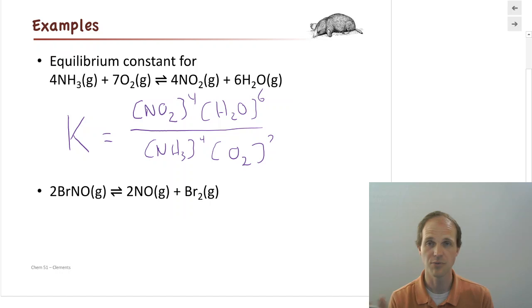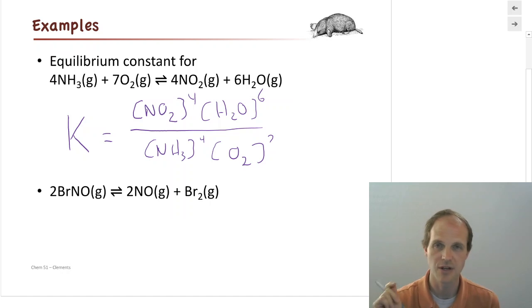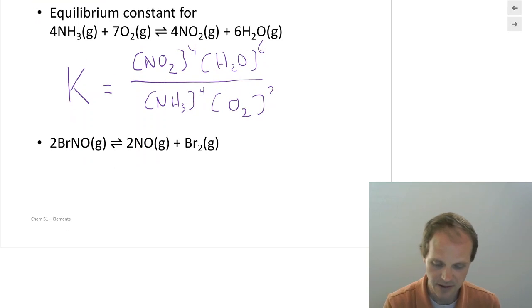Okay. And then you put in those. You wait for equilibrium, you put in those numbers, you will always get the same K, no matter what you started with. How about for the next one?